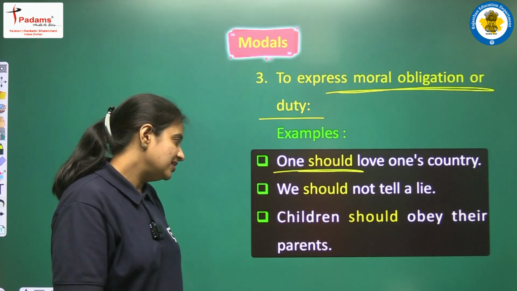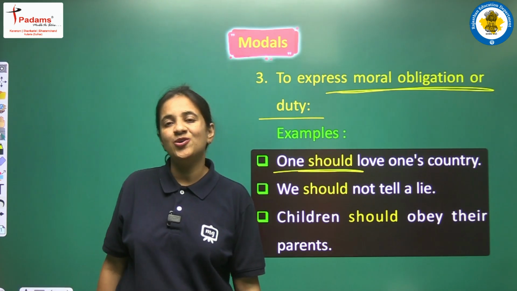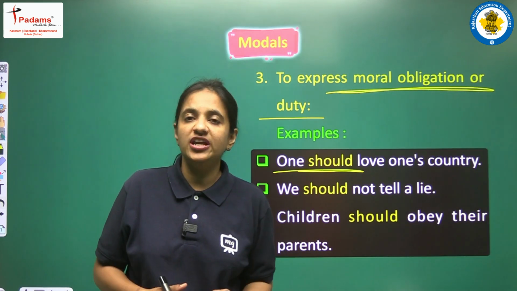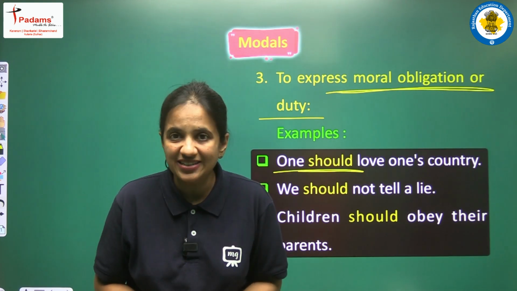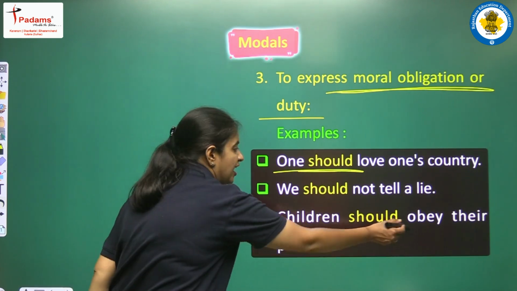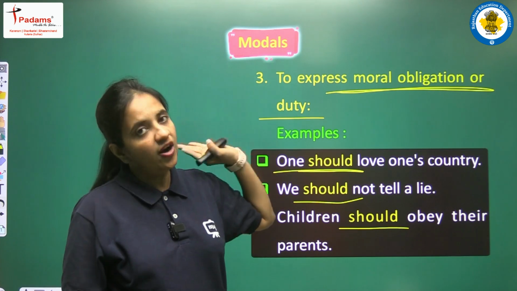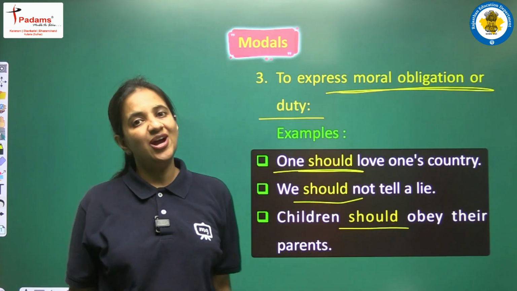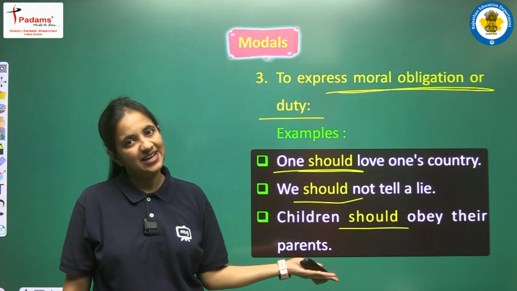Okay. Next is children should obey their parents. So again this is one of the moral obligations, or we can say this is one of the moral duties or responsibilities of all the kids, that they should respect their parents, they should always listen to their parents. So in such sentences, in which we are showing anyone's duty, or any kind of moral obligation, we have to use should in a sentence. And yes, we have discussed examples as well.